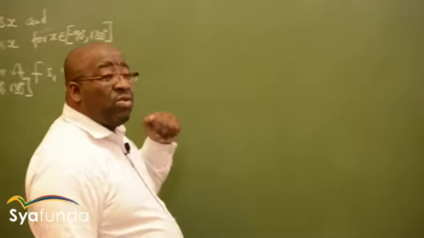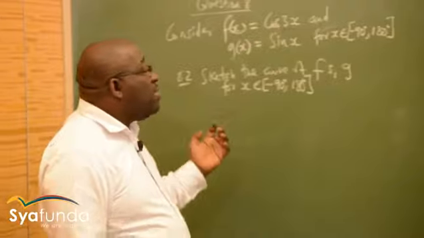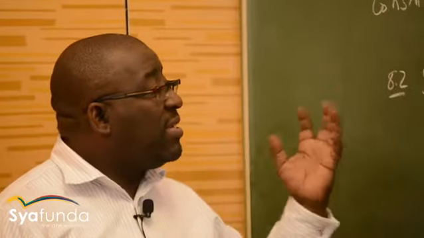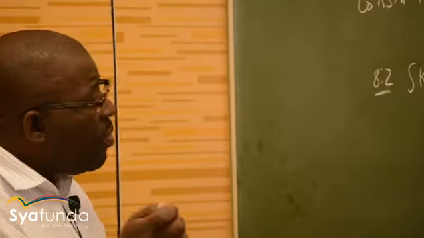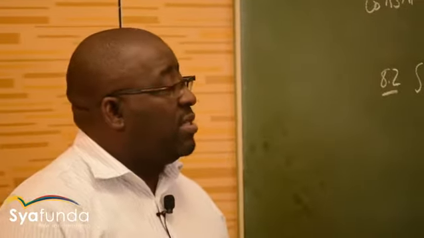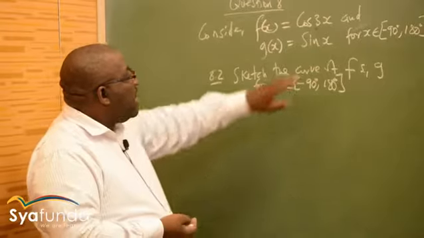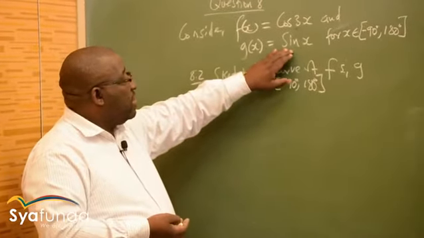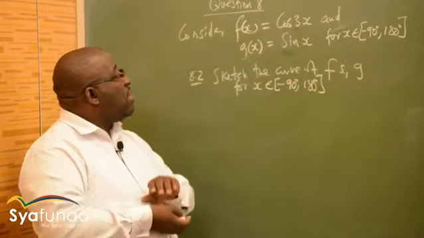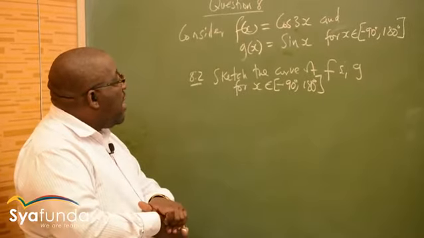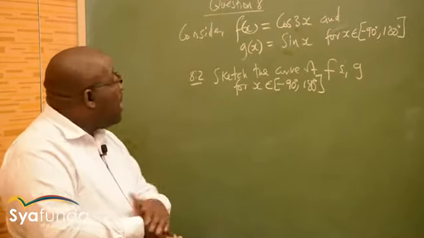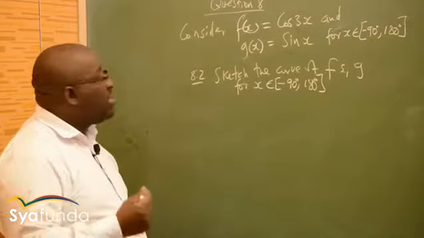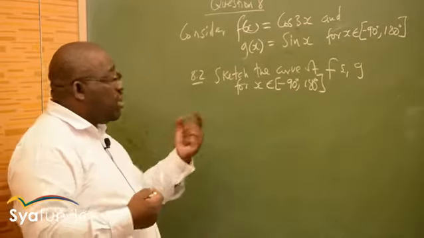So what is it that we're doing now? We're checking the same thing graphically. We're sketching these two graphs to check if they intersect in those places. Which one is easier to sketch? The sine graph will be easier to sketch because it's a smooth graph. The cosine graph has a different period. Let's start with f first. F is the cos, g is the sine graph.